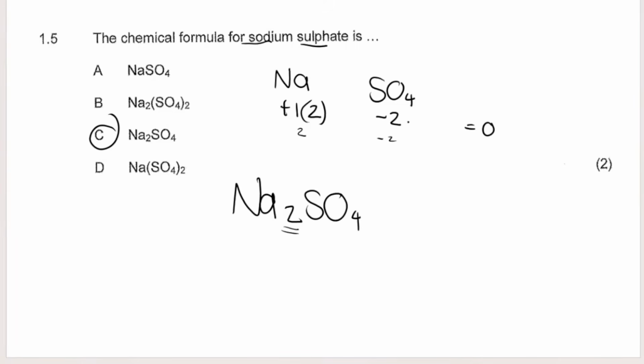And we do not include the charges in the name itself. The only little numbers we include in the name itself is what you multiply the charges by. So sodium can give away 1 electron, but the sulfate ion needs 2. So therefore we need 2 sodiums.